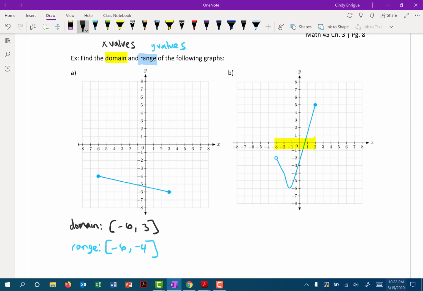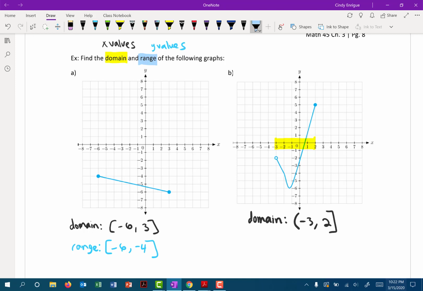So I'm going to say that my domain, if I'm strictly looking at my x values, goes between negative 3 and a positive 2. Notice how at negative 3 there is an open circle. Because there's an open circle, it doesn't include it, so I'm going to have a parenthesis. At positive 2, there's definitely a closed circle, so that means I'm going to have a bracket in my interval notation.